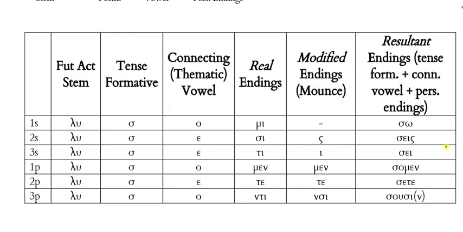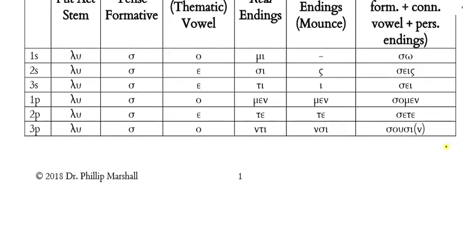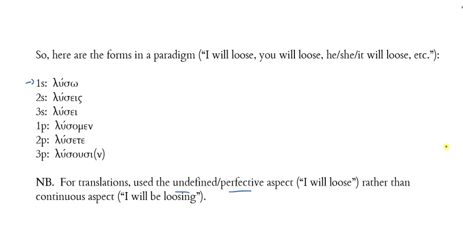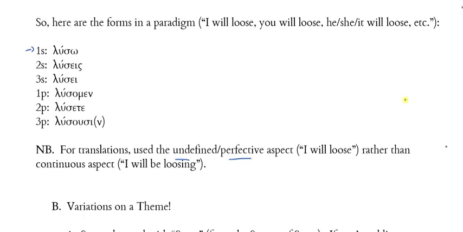The sigma is the key. That is absolutely right. So let's read the forms. Ready? Luso. And we're going to translate this with the simple future form, I will loose, not I will be loosing. Okay? There's nothing progressive about the future tense form here. We're just going to use the basic undefined simple kind of translation value. So I will loose, I shall loose.